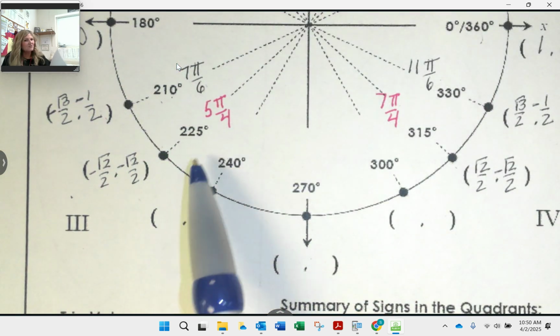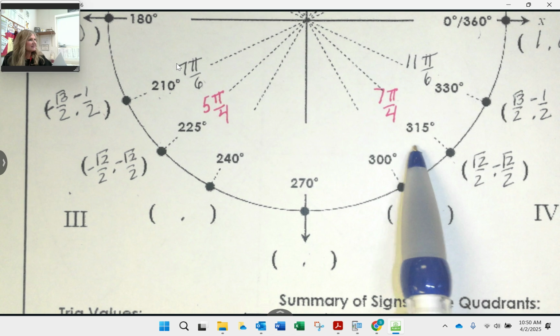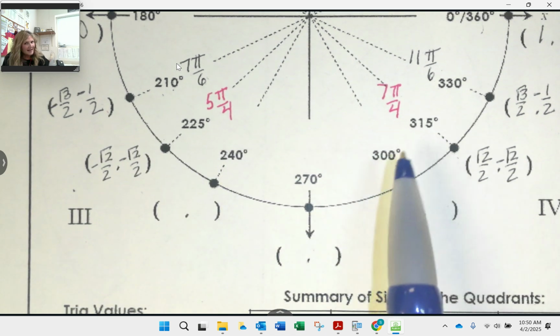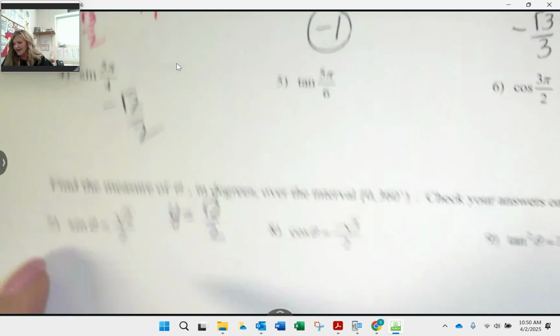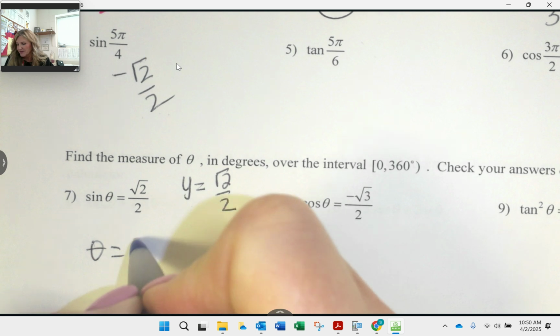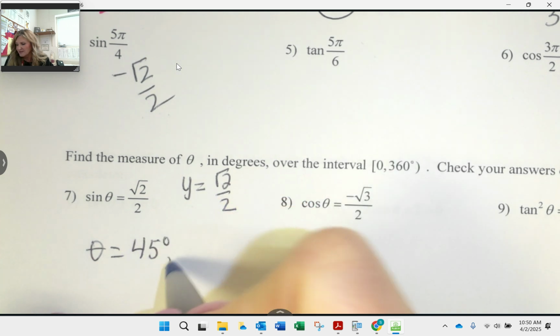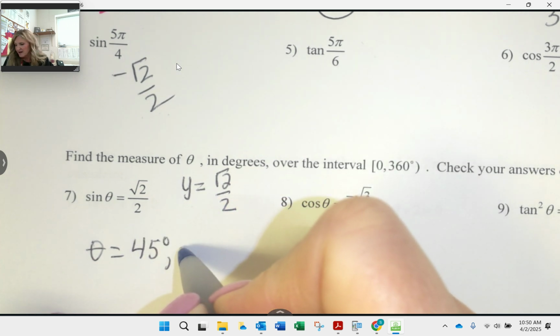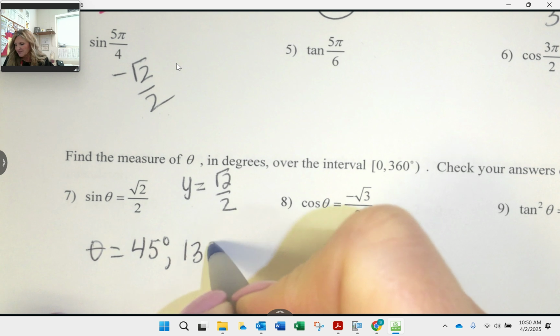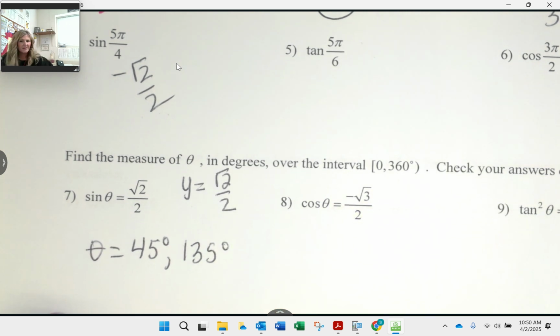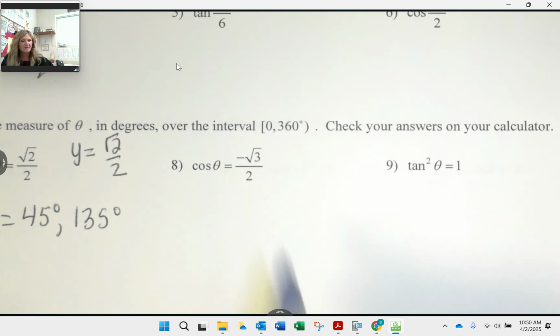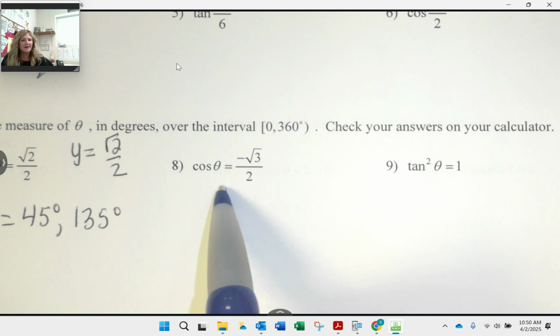Why do I not have to look down here? Because the y's are negative. Okay, so our answers here would be 45 degrees and 135 degrees. Okay? Do this one on your own right now.